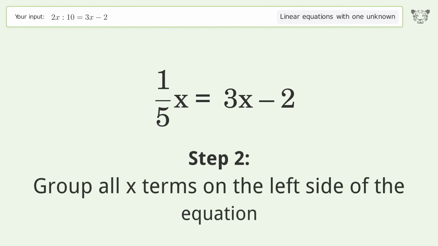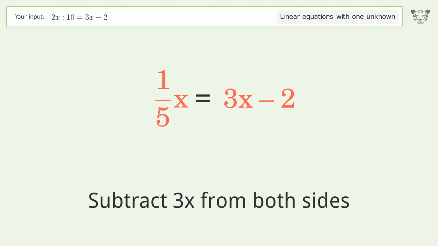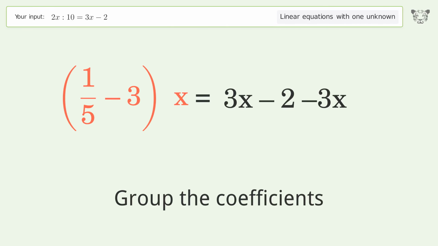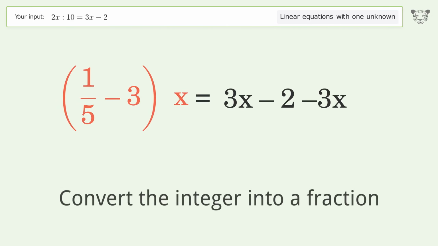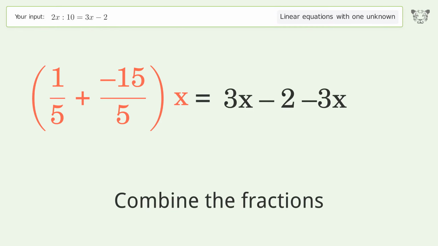Group all x terms on the left side of the equation. Subtract 3x from both sides. Group the coefficients. Convert the integer into a fraction. Combine the fractions.